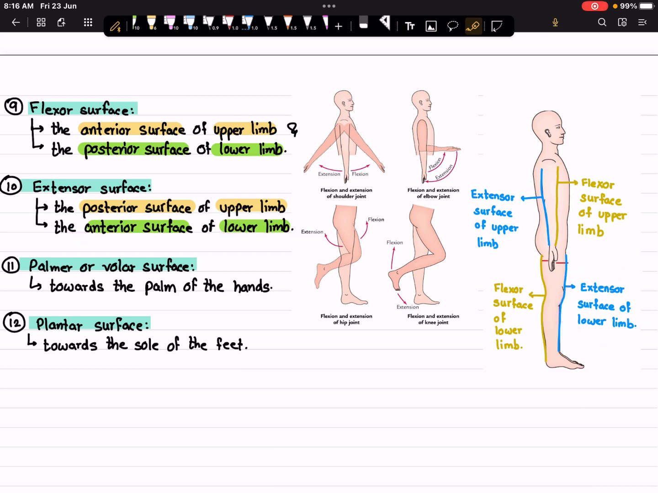When it comes to the palmar or volar surface, we need to understand that this is the palmar portion, and anything going towards the palm is the palmar surface or the volar surface, and this is the sole of the foot. So anything going towards the sole of the foot is termed the plantar surface. We also term the sole of the feet as plantar. So going towards the sole of the feet is the plantar surface.